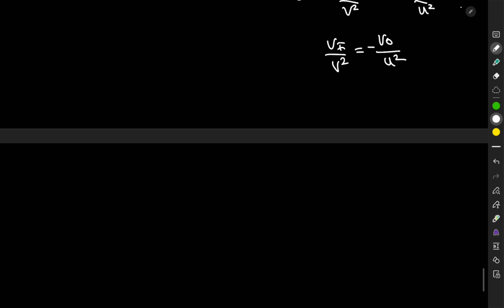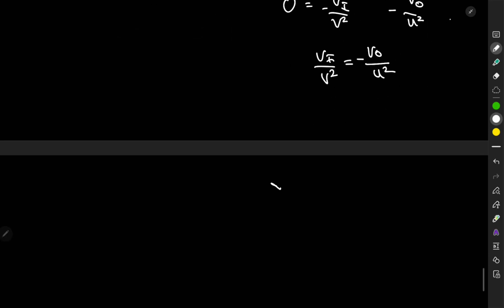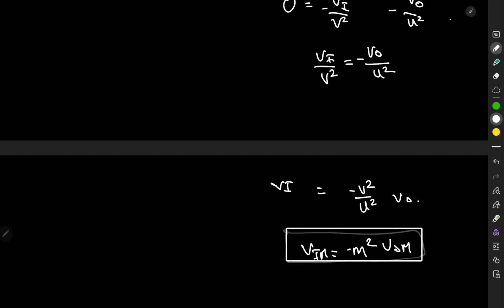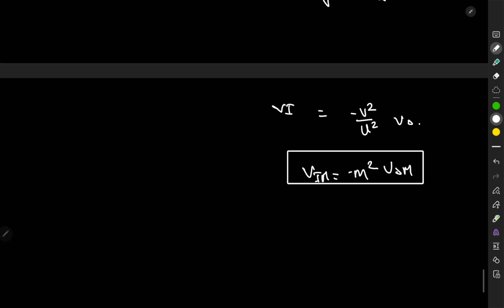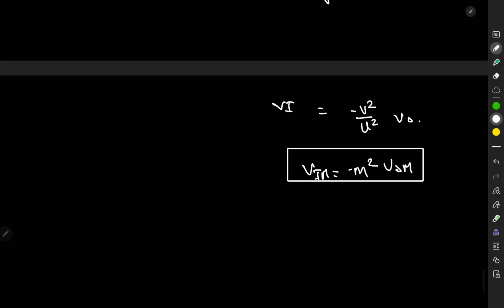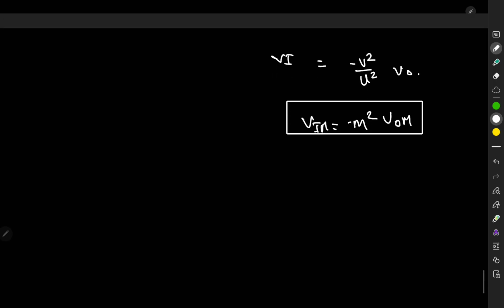Now let's simplify it further. Velocity of image is equal to minus v square by u square velocity of object. V by minus v by u is nothing but minus m square, velocity of object with respect to mirror, velocity of image with respect to mirror. This will be the formula. Fine. Just remember the formula, that's more than enough.